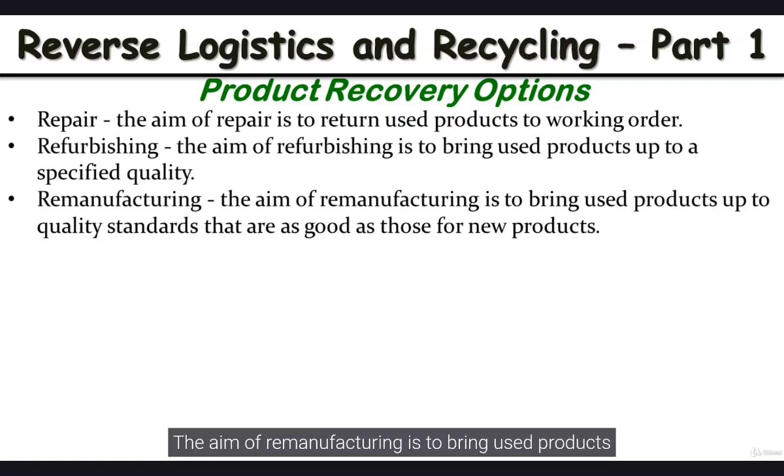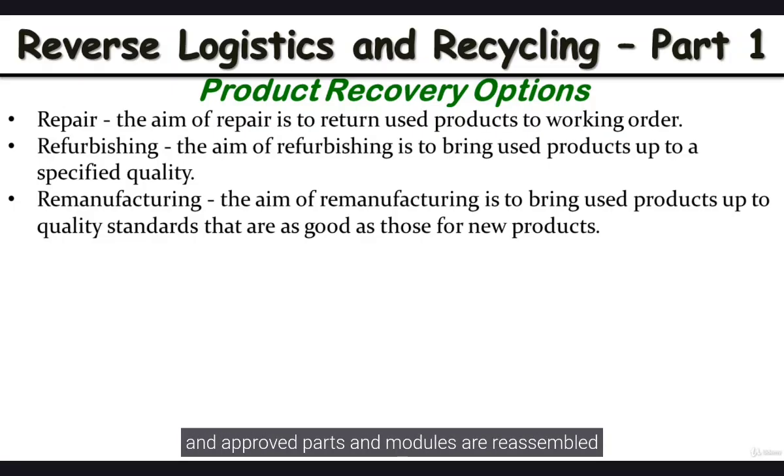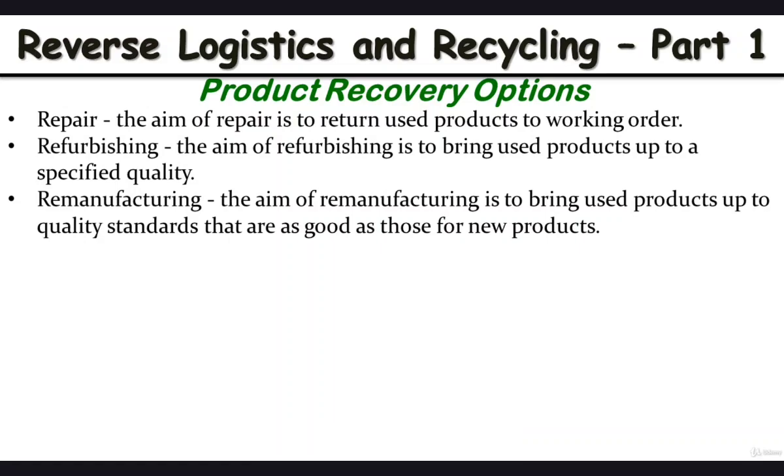Remanufacturing. The aim of remanufacturing is to bring used products up to quality standards that are as good as those for new products. The processes involved are similar to those of refurbishing. Used products are often completely disassembled into modules and parts. There is extensive inspection of modules. Worn out parts or modules are replaced, repairable parts are fixed and extensively tested, and approved parts and modules are reassembled into remanufactured products. It can be used for products such as copiers, engines, car parts, and machine tools.